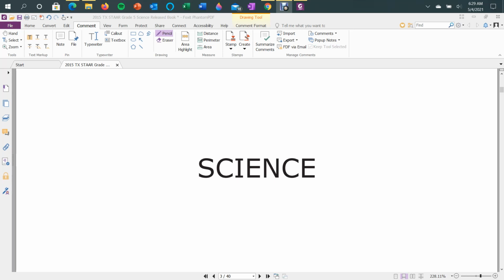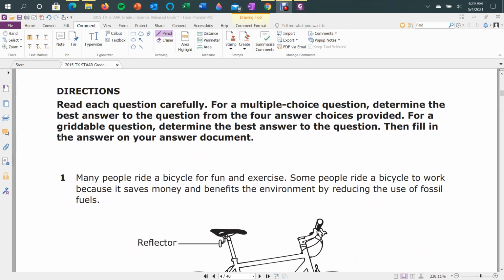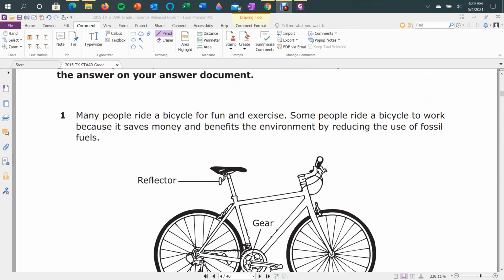But let's go ahead and start. I'm not gonna preach on anything. Of course, we know we're doing a practice science test. These are from old STAAR tests. So let's go ahead and look at this. Okay, so it tells you to read each question carefully, right? So that's the first key, is reading each question carefully.